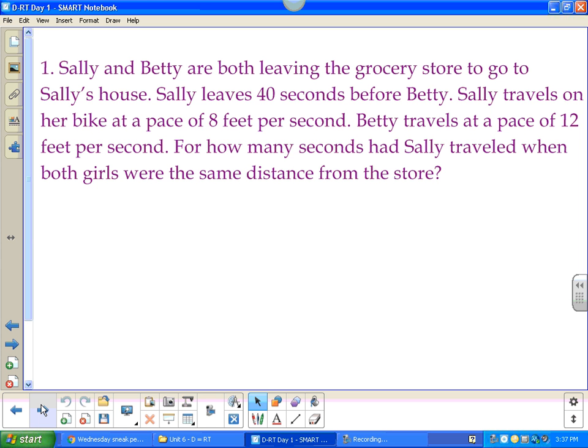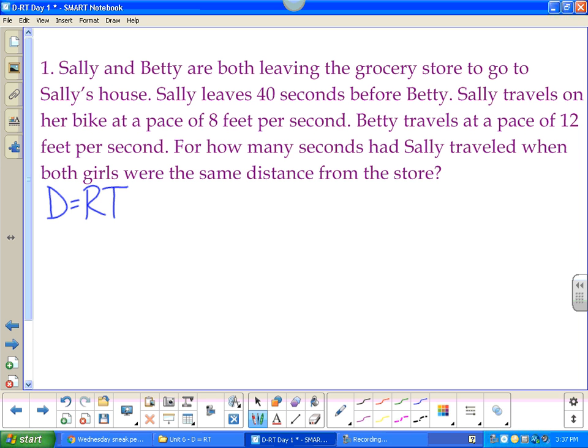So we have Sally and Betty are both leaving the grocery store to go to Sally's house. Sally leaves 40 seconds before Betty. Sally travels on her bike at a pace of 8 feet per second. Betty travels at a pace of 12 feet per second. For how many seconds has Sally traveled when both girls were the same distance away from the store? Okay, so that sounds like a bunch of mumbo jumbo.